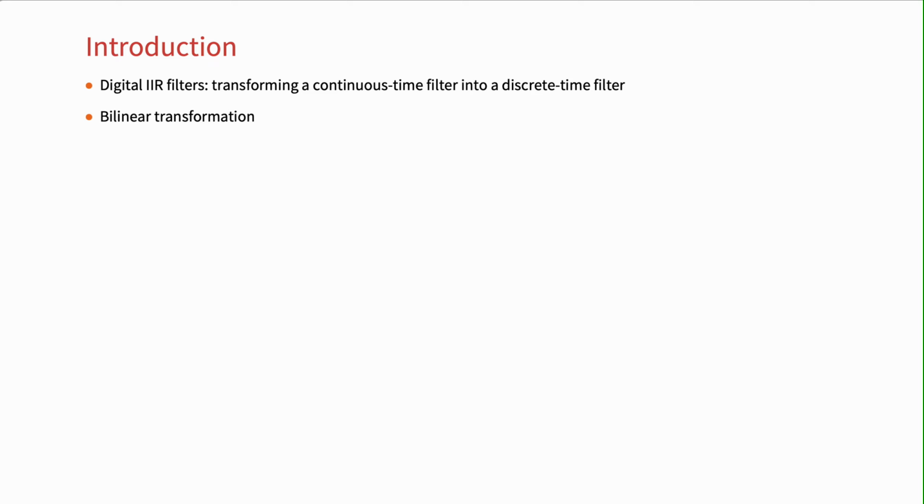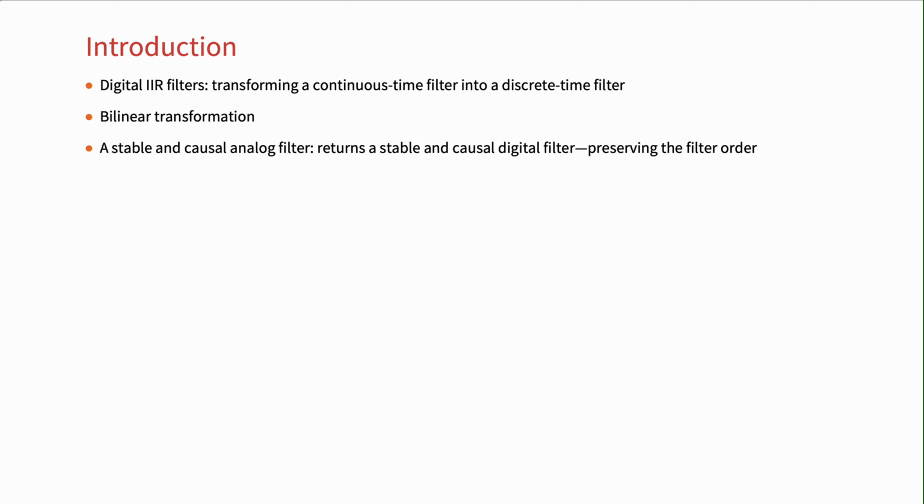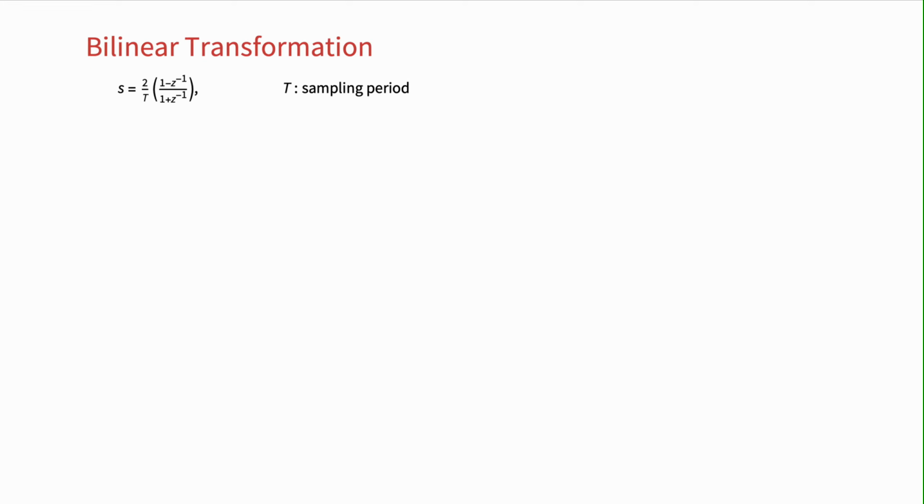A common method of creating digital IIR filters is to transform a continuous time filter that we have designed into a discrete time filter. This is commonly performed by a transformation called the bilinear transformation, also known as Tustin's method. Given a stable and causal analog filter, the bilinear transformation returns a stable and causal digital filter while preserving the order of the filter. The bilinear transformation maps the S-plane into the Z-plane according to the formula shown here. Here T is the sampling period.